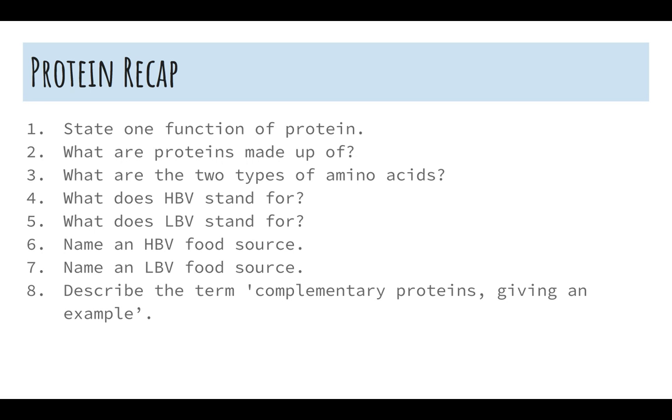Number 7, name an LBV food source. And again, hopefully you remember from last week that an LBV food source is a plant source, such as your nuts, your seeds, your legumes. And they are missing one or more of the essential amino acids. And number 8, describe the term complementary proteins, giving an example. Hopefully remember that complementary proteins is when you combine 2 low biological value protein foods, therefore 2 foods that are missing 2 different essential amino acids, and you combine them together in the same meal. For example, beans on toast.